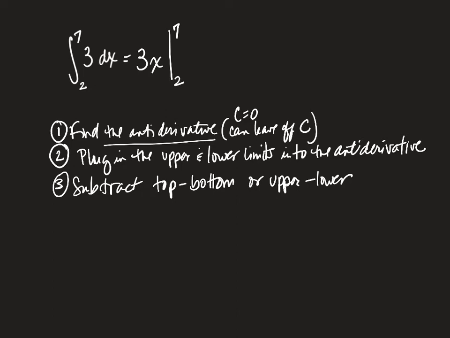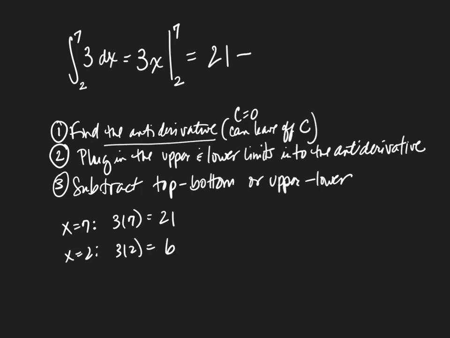And one thing I like to do to make my life a little easier here, and to make sure that I don't have any confusion with signs, is I go ahead and say, okay, when x is equal to 7, then we get 3 times 7 or 21, and then I write that down up here. Then I figure out, okay, what is x when x is 2? Then we get 3 times 2 is 6. So minus 6, and that answer is 15.